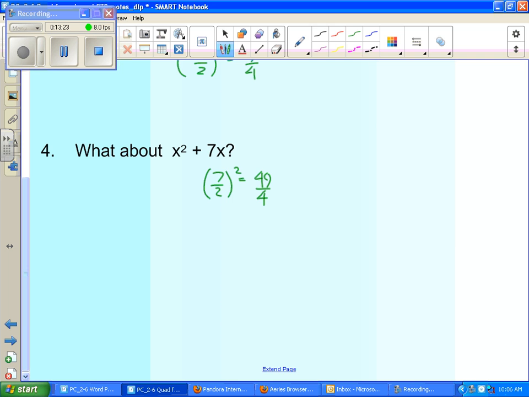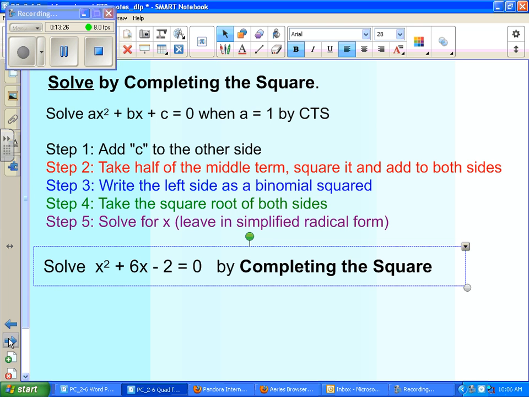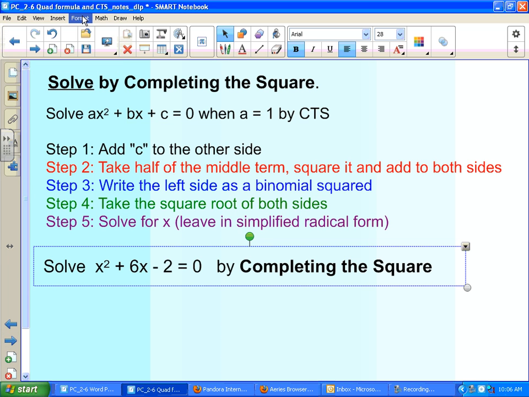So now, let's actually do some completing the square. Here it is. 6 steps. This one just has 5 because we have an a that's 1. If that leading term is something other than 1, they're going to add one more step to this. And we'll get to one of those in just a second.